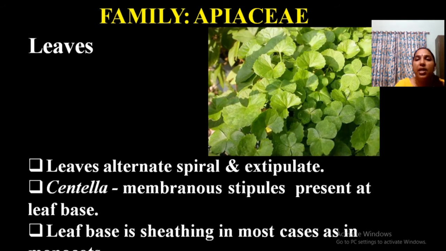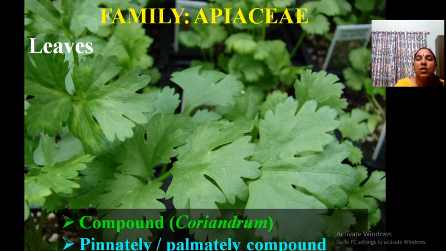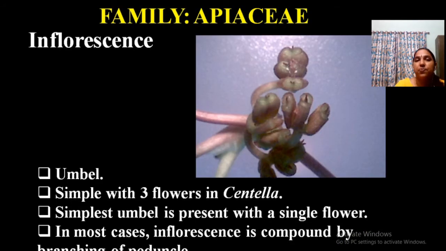Okay. Leaves. See, these are the leaves of both plants mixed together. You look at these leaves. Leaves are alternate, spiral or exstipulate. In Centella, stipules are present at the leaf base. Leaf base is sheathy. The leaf is simple in Centella. Leaves are compound in coriander, Malliyala. Coriander leaf is a compound leaf, pinnately or palmately compound, as you can see in the family. So that is a typical feature of the family, pinnately compound leaves.